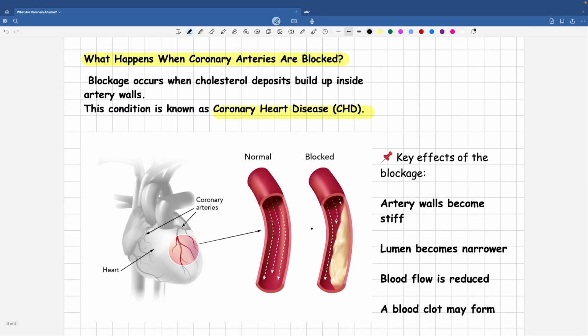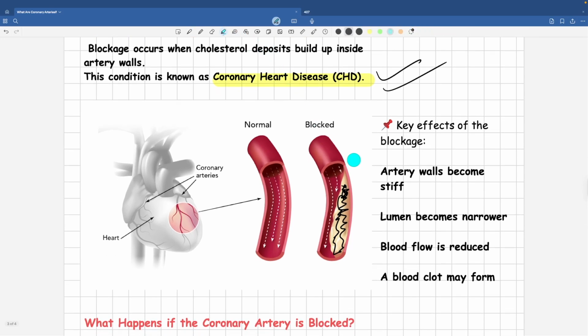Now let's look at what happens when the coronary arteries are blocked, by the way. Let's think for a second. Coronary arteries are actually blocked because of, look at this, the deposition of cholesterol in the artery wall. This is known as CHD, coronary heart disease. You should remember this. There are some key effects of this blockage. As you can see, the artery wall becomes stiff, as well as the lumen, right? Lumen is basically the opening.